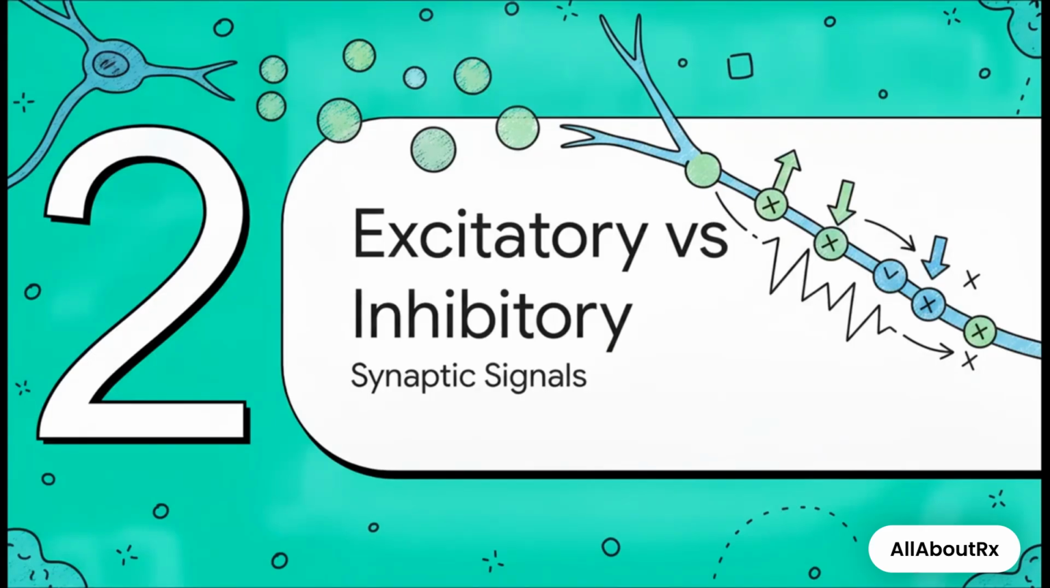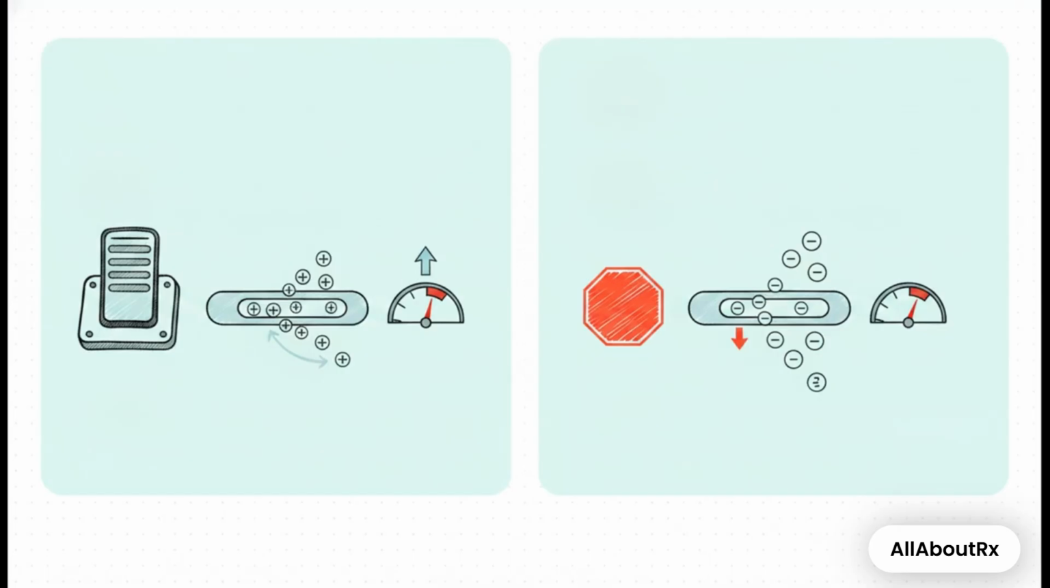Moving on to section 2, excitatory versus inhibitory signals. So what actually happens when those neurotransmitters bind? Well, our nervous system essentially has a gas pedal and brakes. Depending on the specific channel opened by the neurotransmitter, this binding produces either an excitatory postsynaptic potential or EPSP. This is your gas pedal.